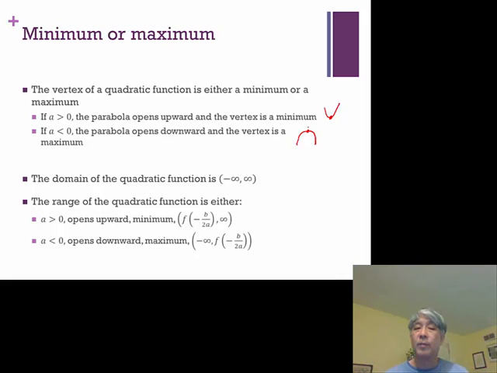The range, however, will be, if a is greater than 0, it means I have a minimum, and so I'm going to be going from the y value of that vertex to infinity, so basically from here on up. And if a is less than 0, then it opens downwards, so I'm going to go from minus infinity to that value, f of the vertex x.